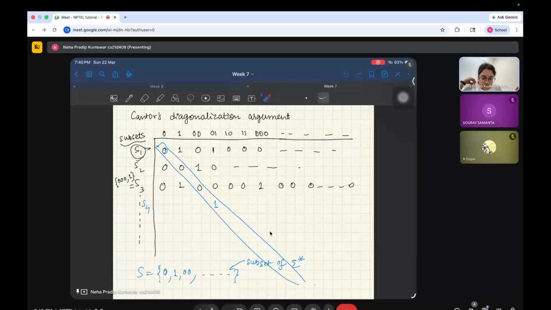Okay, is this much clear? Yes, ma'am. Okay, then what we are going to do is fill this matrix.